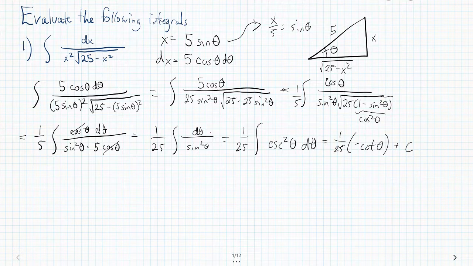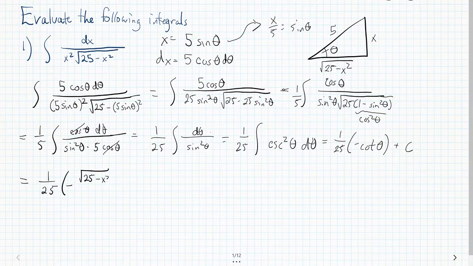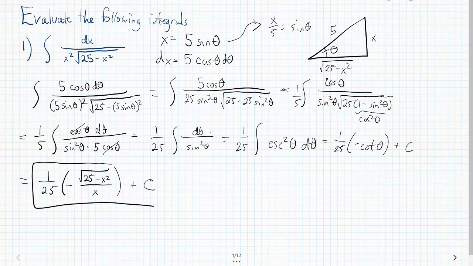So now when we go to cotangent of that theta, remember cotangent would be adjacent over opposite, so this is 1 over 25, negative, and then it goes adjacent, so the square root of 25 minus x squared over the opposite, which is x, plus c, and that's your final answer. Questions on that?